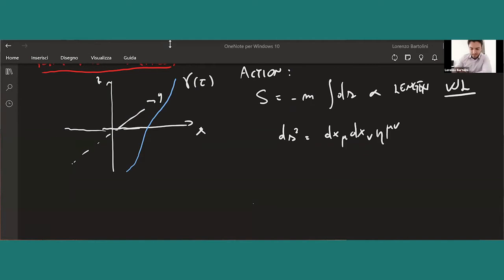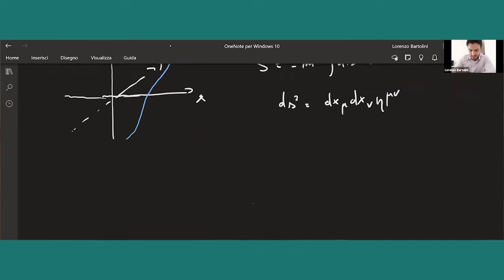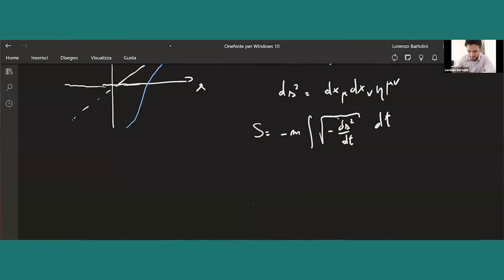And so to see, you can parameterize this world line, of course, with some parameter t. And what happens is that you obtain that the action is minus m times the integral over the square root of minus ds squared over dt squared times dt. And then what you end up with in the end is minus m integral of the square root of minus x dot mu x dot nu eta mu nu dt.